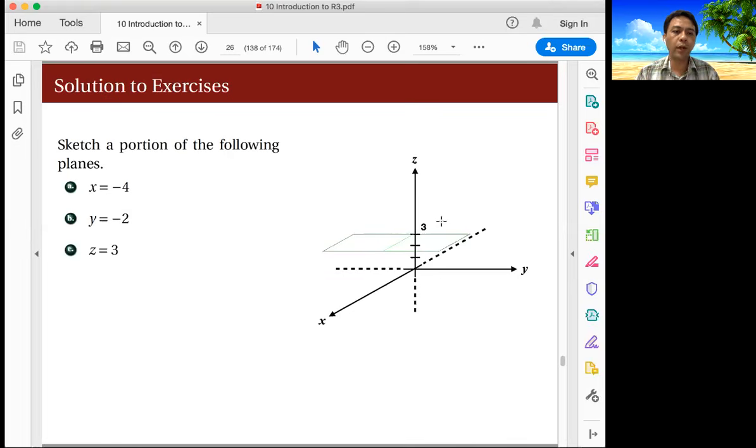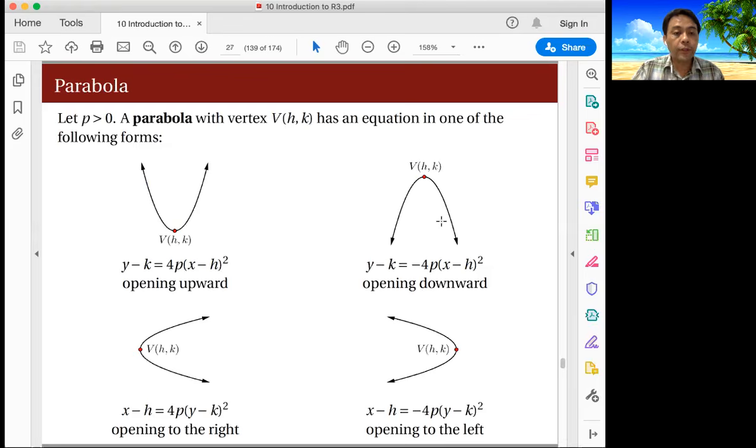Okay, so I hope you got this correctly. I hope you understood this part of the lesson. We will now proceed to other graphs. These graphs are called conics. And let us start with the parabola. We have extensions of this in three-dimensional space. So for now, let us go back to conics.